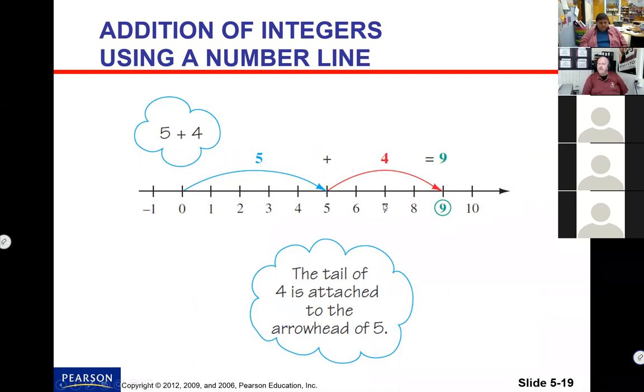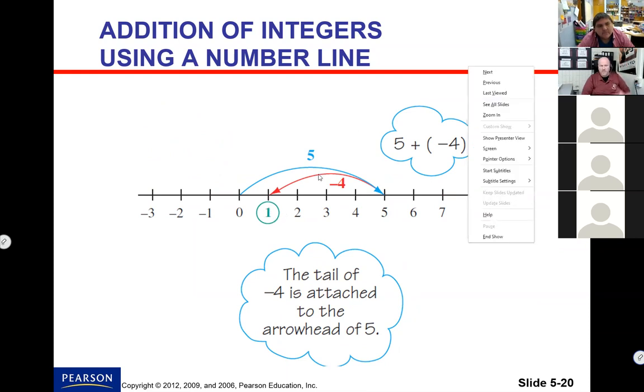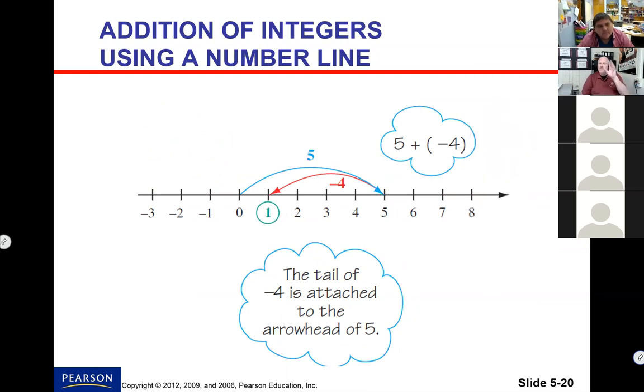Now, what do we do when there's negatives? Well, here we go. 5 plus -4. You notice the tail of the -4 is attached to the arrowhead of the 5. So we go forward 5, and then we come back 4. And where we end up, positive 1, there's our answer. If you're teaching kids how to add a positive and a negative, you could show them with the black and red discs, and you can also show them with the number line. There are lots of ways to do this, and every kid is different.